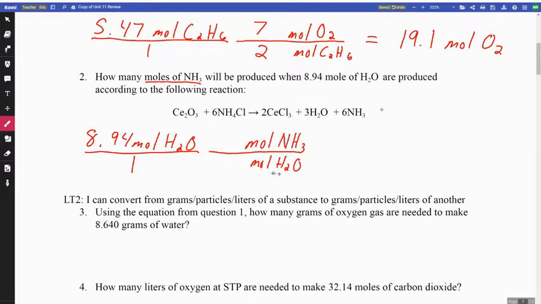Our coefficient of H2O is 3, right there. Our coefficient of NH3 is 6, right there. Moles of H2O cancel out. We're left with moles of NH3, which is where we want to be. So now we just do our math. 8.94 times 6 divided by 3, and we get... Oh, wait, sorry. No, that was the last one. My fault. We get 17.